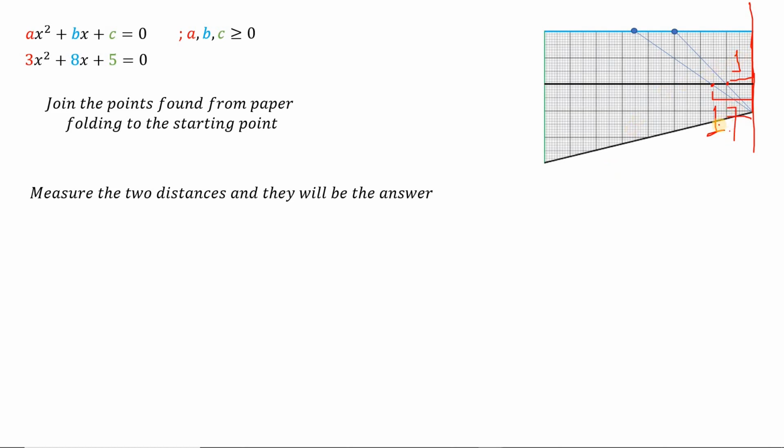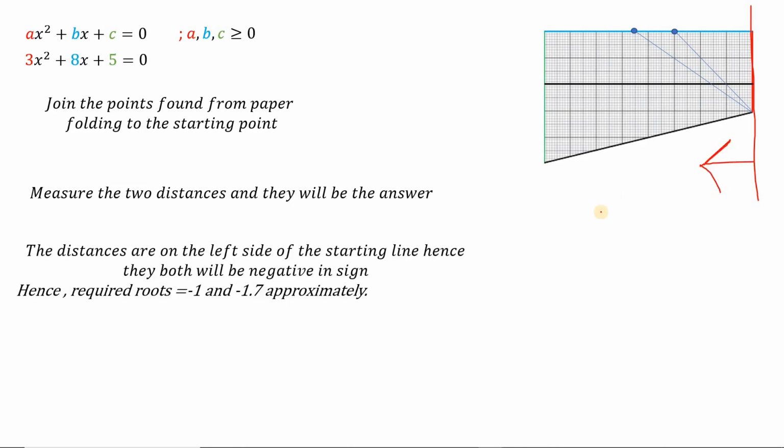So 1 and 1.7 must be the result, but you can see that these distances are on the left side of this red line. As you can see in coordinate geometry, if you look in the left direction, it will give the negative results. So -1 and -1.7 are the approximate results that are given by the paper folding technique.